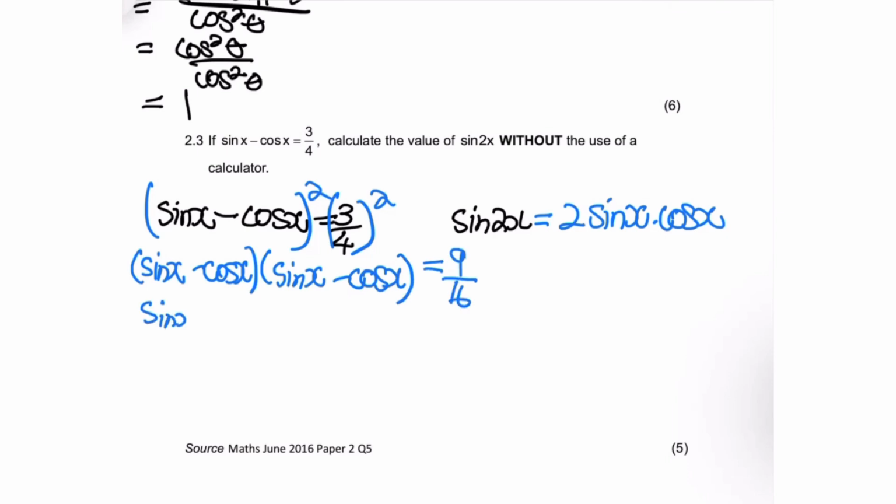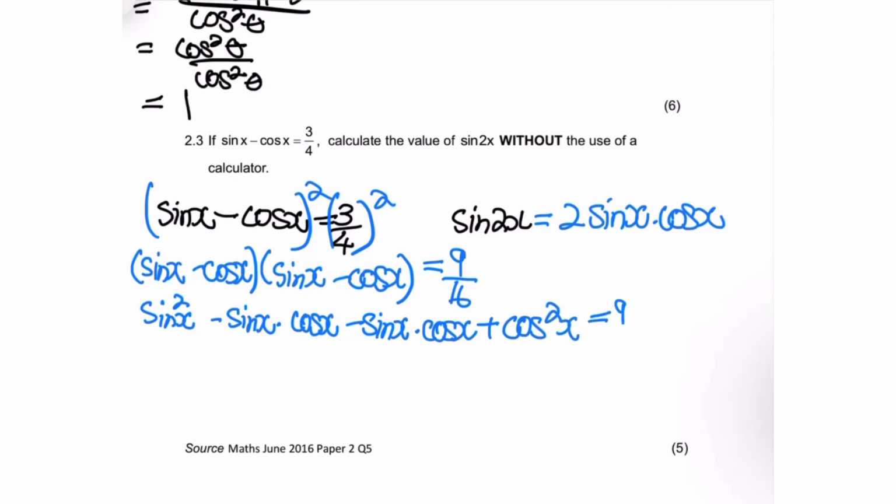And this is going to be sine squared x minus sine x times cos x, right? Minus sine x times cos x plus cos squared x, which will be equal to 9 over 16. So sine squared x plus cos squared x is equal to 1. And sine x times cos x is repeated. Those are like terms, like minus 1, minus 1. So that will be minus 2 sine x times cos x, which will be 9 over 16.